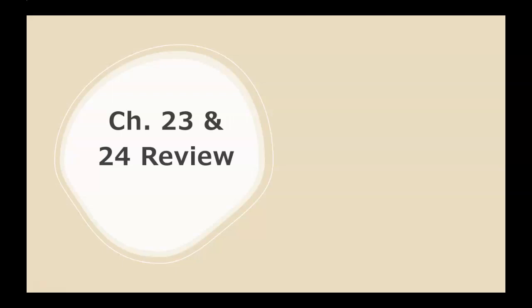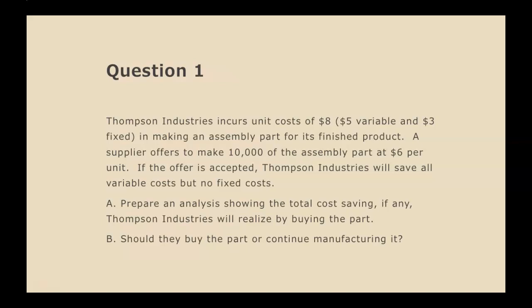Let's work through the chapter 23 and 24 review. So our first question here says that Thompson Industries incurs unit costs of $8, $5 for variable, and $3 for fixed whenever they make an assembly part for its finished product. And then a supplier comes in and offers to make 10,000 of that assembly part for $6 per unit.